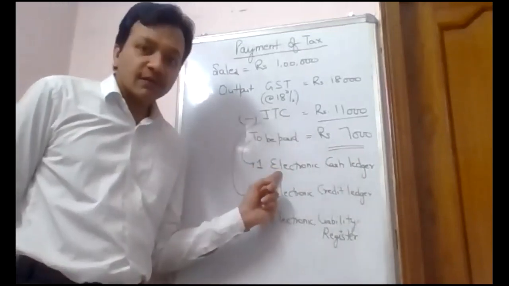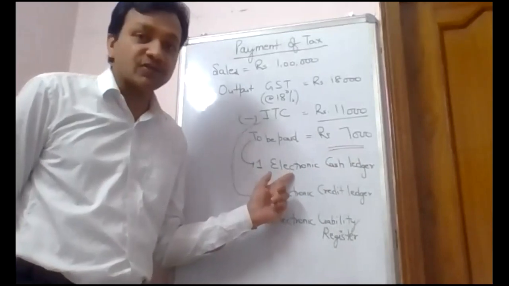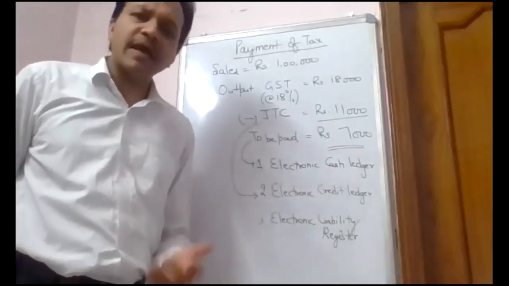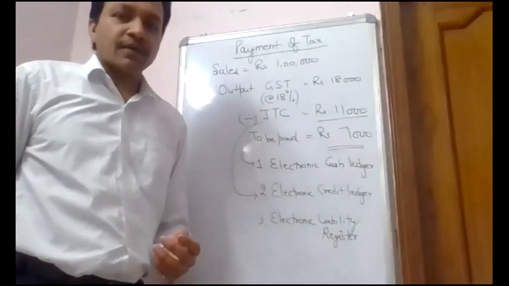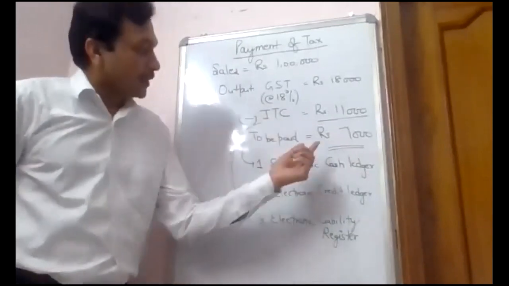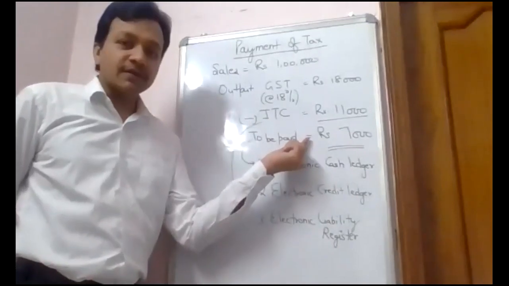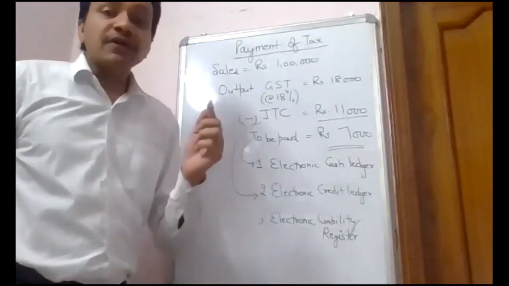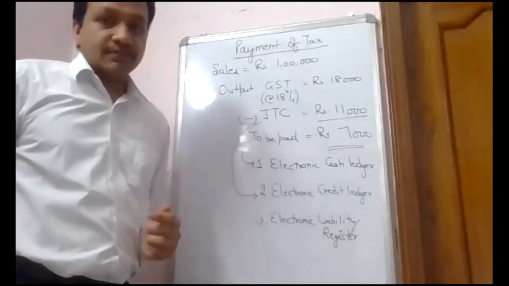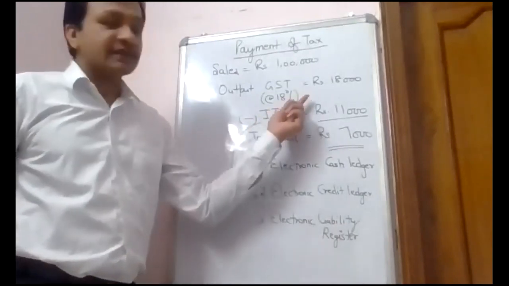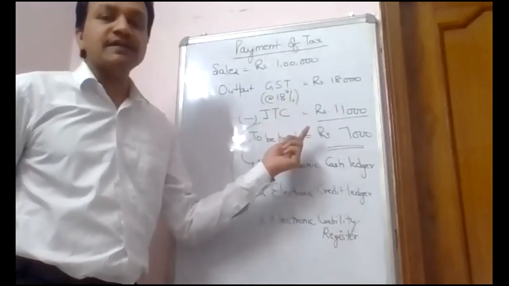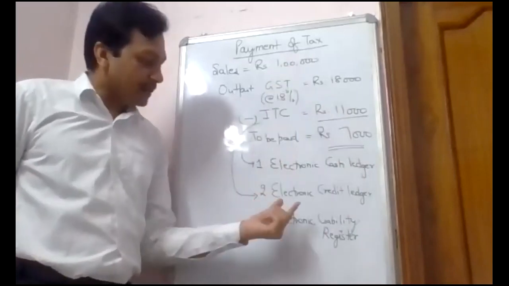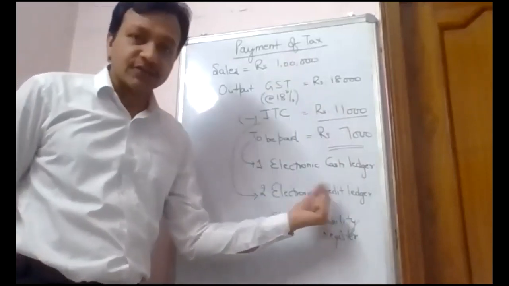Now, which amount will go in electronic cash ledger? The amount which you pay in cash or check, bank, by any mode, directly to the government of India. So this 7,000 in my example will be reflected in your electronic cash ledger. Whatever ITC you have claimed while paying your output tax liability, in my example rupees 11,000, will be reflected in your electronic credit ledger.